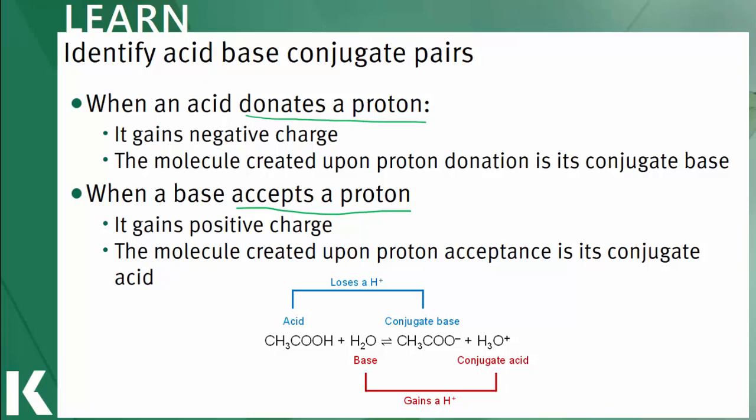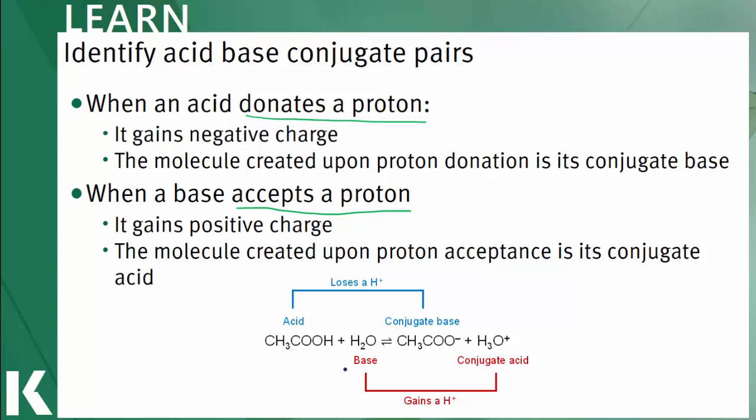An acid and a base that only differ by the presence or absence of a proton is called a conjugate acid-base pair. The movement of hydrogen ions creates conjugate pairs. Let's take a look at our example on the bottom. We have acetic acid reacting with water to form the acetate anion and a hydronium cation.